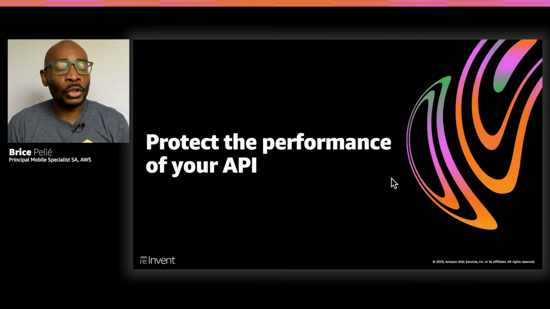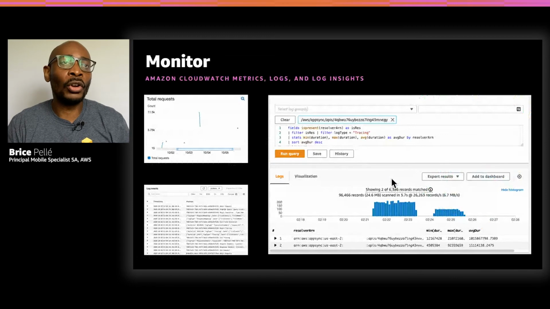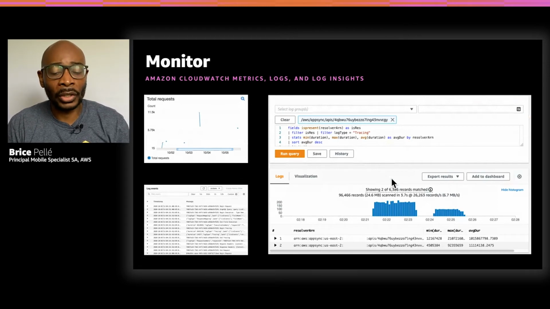So that covers protecting access. Let's take a look at protecting performance of your API. As I mentioned, the first thing you want to do when you talk about protecting the performance is making sure that you can actually monitor the performance, making sure you understand what's going on with the performance and with your API. Now, AppSync allows you to do that by providing CloudWatch metrics. So by default, you can monitor the latency of your API, and you can also monitor the number of requests that are coming into your API, the number of 400 errors and the number of 500 errors.